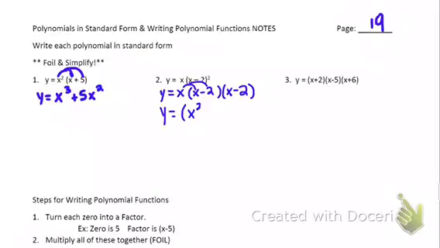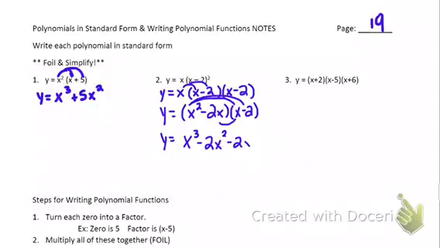So then that becomes x squared minus 2x. And then x minus 2. So then we multiply these. So x squared times x is x to the third. X squared times negative 2 is negative 2x squared. And then move on to the negative 2x times x is negative 2x squared. And then negative 2x times negative 2 is positive 4x.